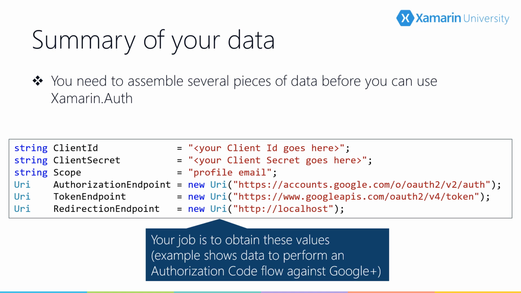Now, on this slide, we see a complete set of values to access data on Google+ using the authorization code flow. And if you're using the implicit flow, you wouldn't include the client secret or the token endpoint.